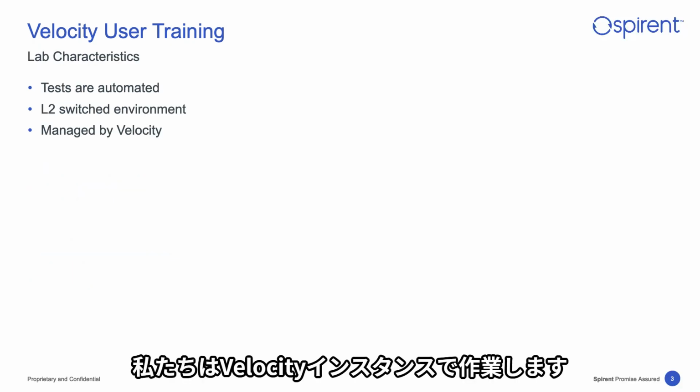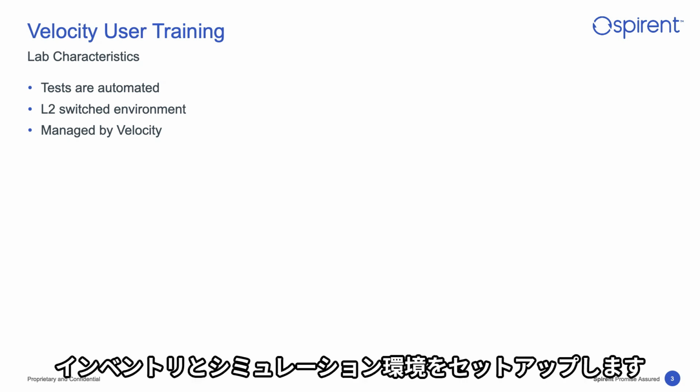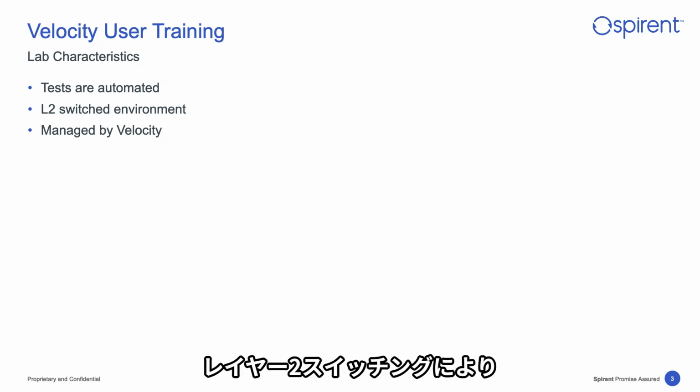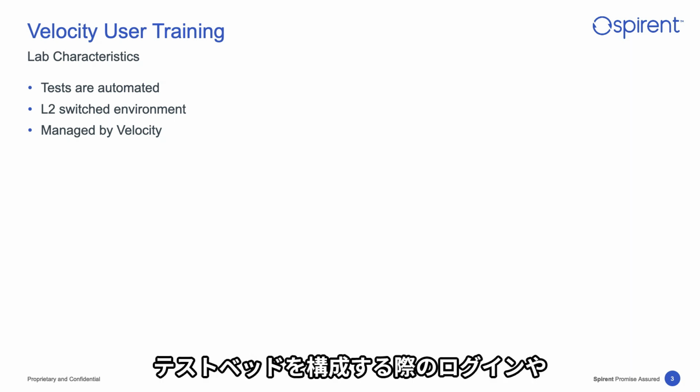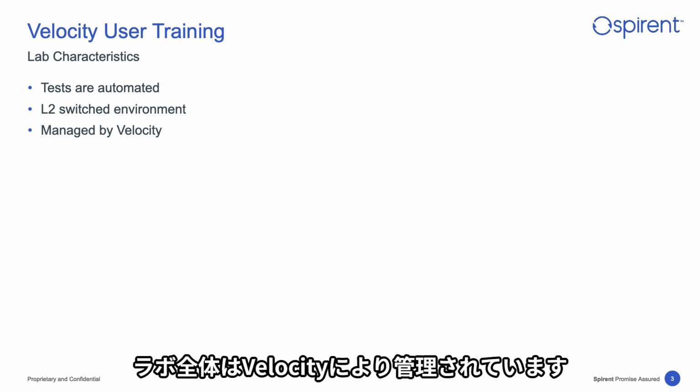We'll be working in a Velocity instance set up with inventory and tests simulating an environment you might find in any network lab. We have automated tests and a Layer 2 switching infrastructure that prevents the need for us to log into any devices or do any physical setup when configuring a test bed. And of course, the whole lab is managed by Velocity.